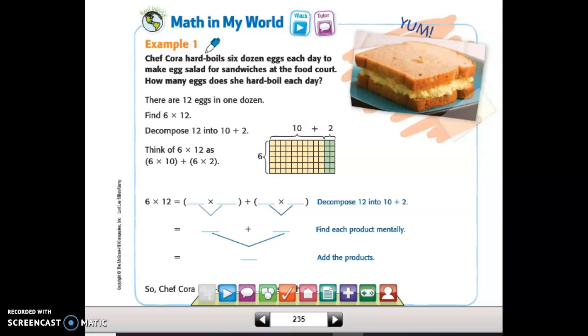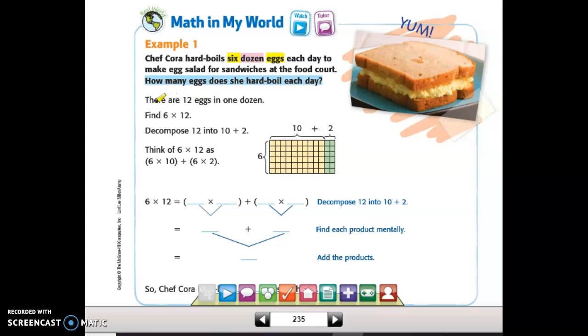So, Chef Cora hard-boils 6 dozen eggs each day to make egg salad for sandwiches at the food court. How many eggs does she hard-boil each day? So, 6 dozen eggs, and then it goes to the question, how many eggs does she hard-boil each day? Oops, that should be blue. And you may be thinking, where's the other number? Well, the other number is, we need to know about dozen. So we can make dozen a keyword, because that tells us our other number.